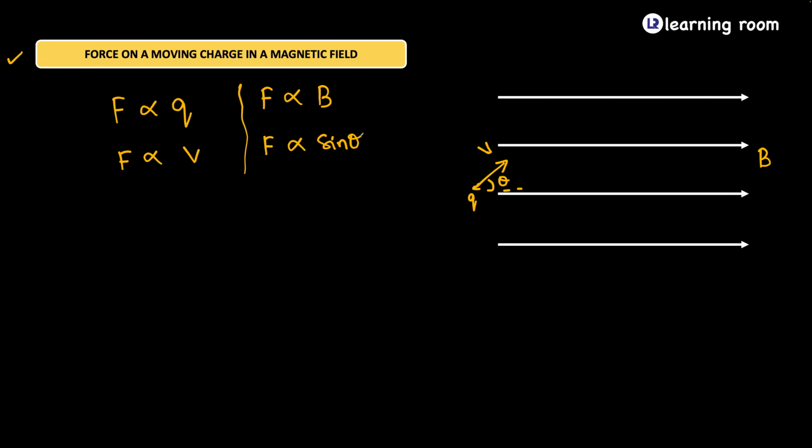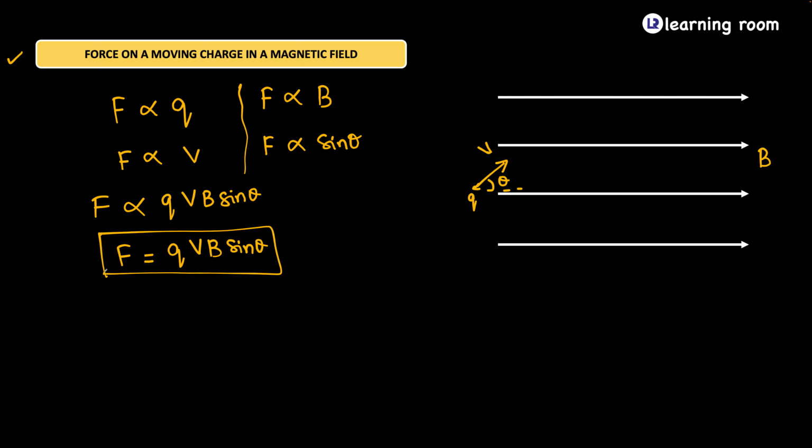When you combine all these things, F is observed to be directly proportional to Q V B sine theta. Everything was experimentally observed, and the constant of proportionality is 1, so you write it as F equals Q V B sine theta. If you observe, everywhere I have written in terms of scalar quantities. We know that force is a vector quantity, and velocity and magnetic field are also vector quantities, but I wrote it only in terms of scalar quantities. So this is going to be the magnitude of the force experienced by the charged particle.